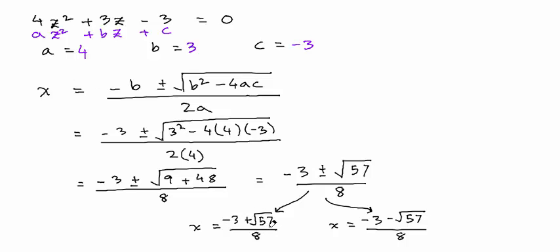If you have access to a calculator, you can go ahead and evaluate this square root of 57, but often you can leave it as a surd in the simplified form. Let's try another one. Let's say we have the equation x squared minus 2x plus 3 is equal to 0. If you want to use the quadratic formula, you must find a, b and c first.